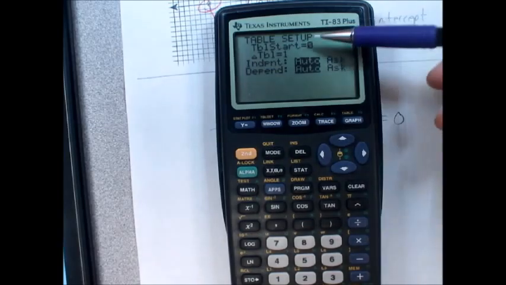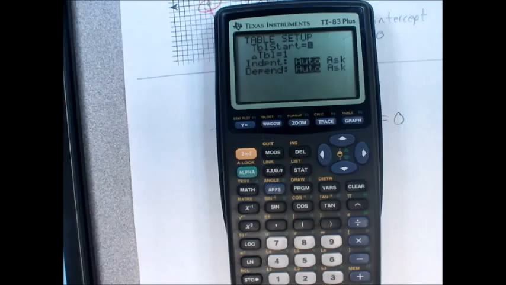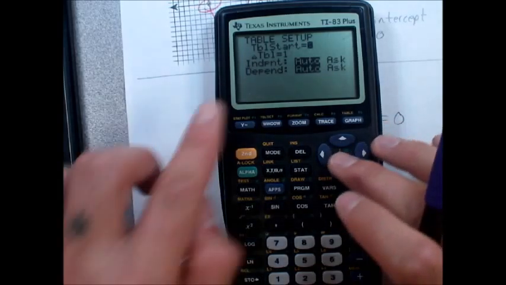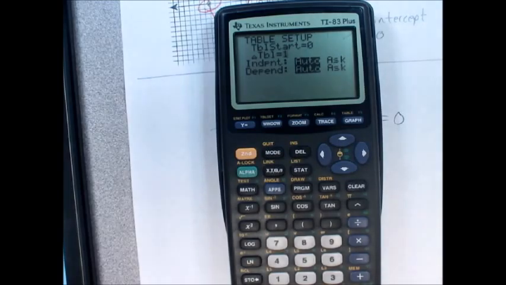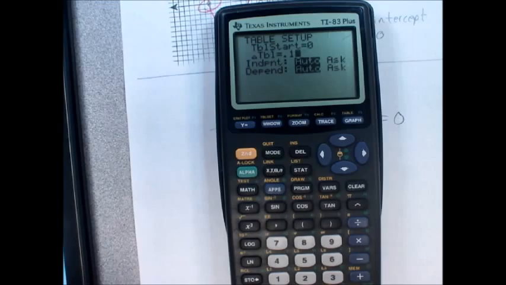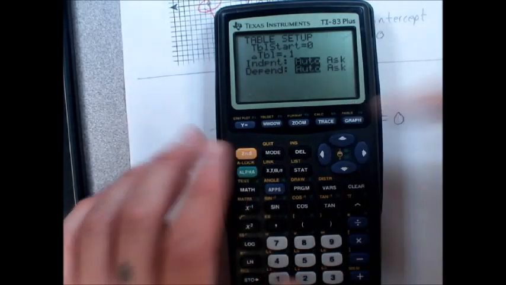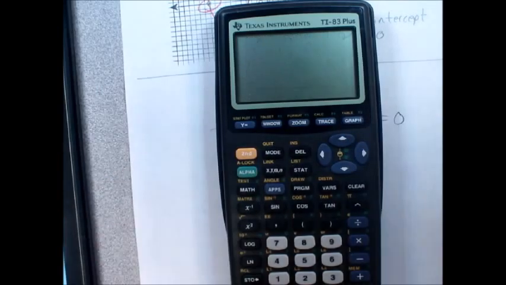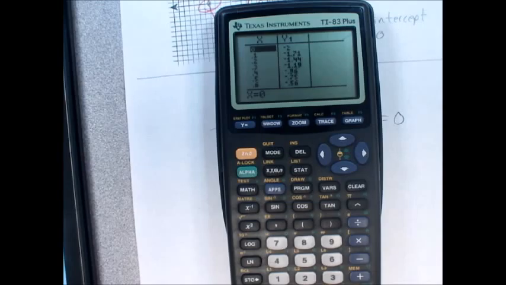Our table starts at 0. That's fine. Maybe I want it to start at negative 10. You can start it wherever you want. But right here where it has a little arrow that says up table, that's asking what you would like it to go up by. So if I change it to 0.1, it's going to increase my table by only 0.1 each time instead of a whole number 1. After I do that, I just press enter, go back to my table, and notice that you've changed your increment by 0.1. It's just extra that you might need if you're creating a table of values.